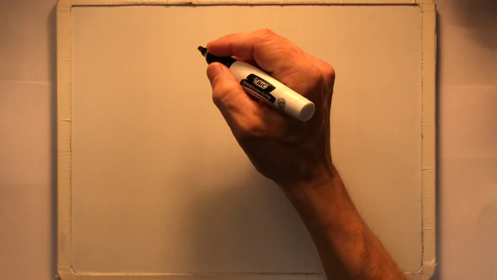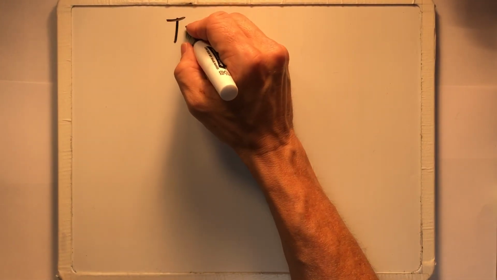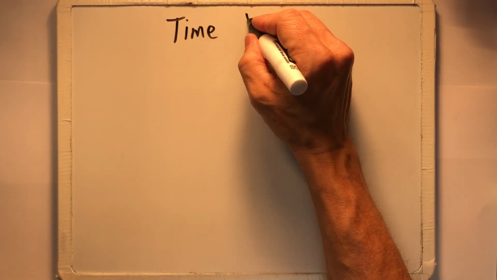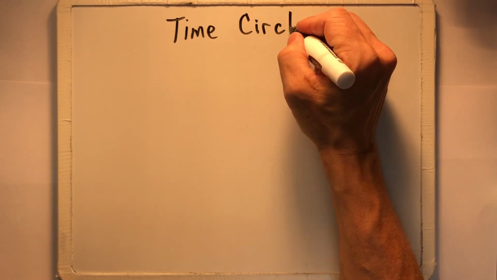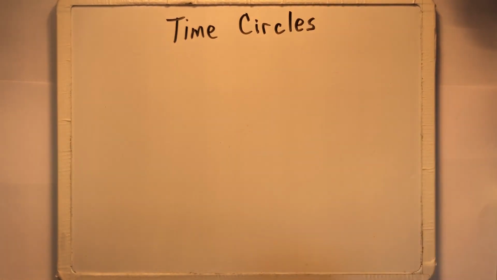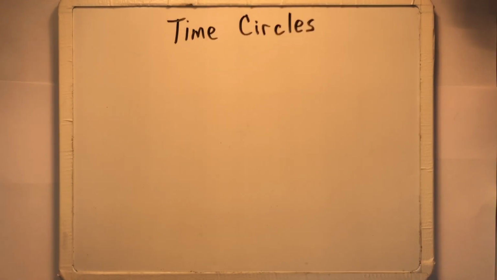In our book, Using Diagrams in Psychotherapy, we discuss how to use a variety of diagrams to explain common clinical problems. In this example, I'm going to explain the time circles diagram. The time circles diagram can be used to explain depression, anxiety, and mindfulness.